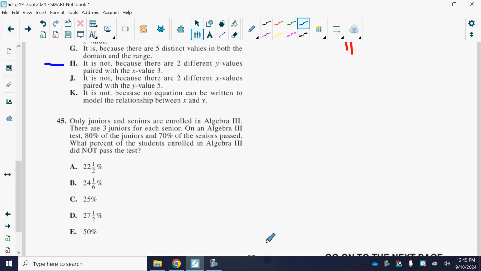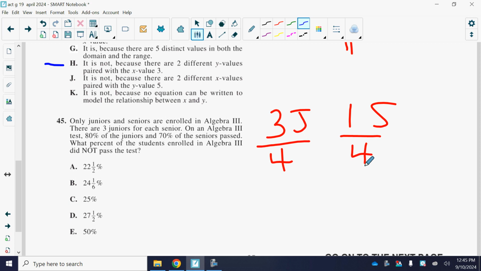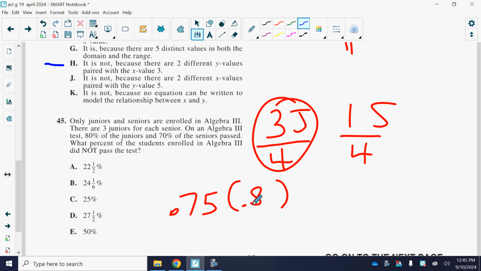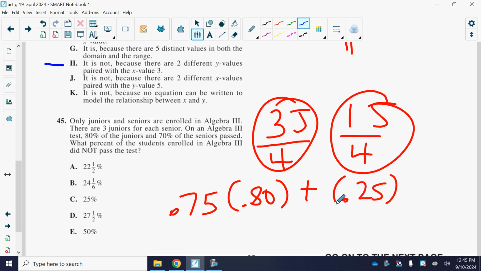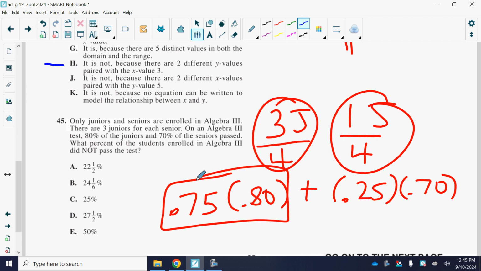There are 3 juniors for every 1 senior. That means there's 3 juniors for every 4 people and 1 senior for every 4 people. That means the juniors are 75% of the group. So 80% of those passed. And then for the seniors, that's 1 out of 4. 1 out of 4 is 25%. 70% passed. Crunch those numbers. This is the juniors. This is the seniors.